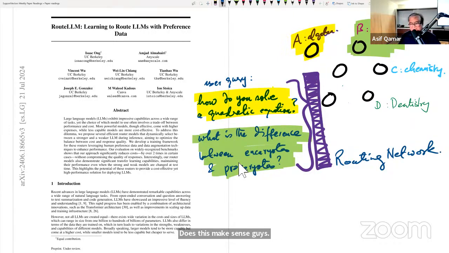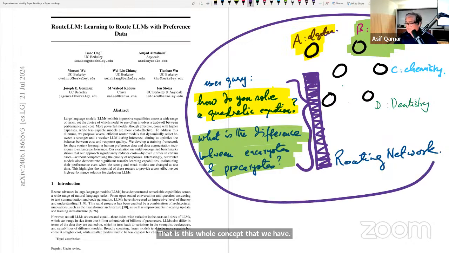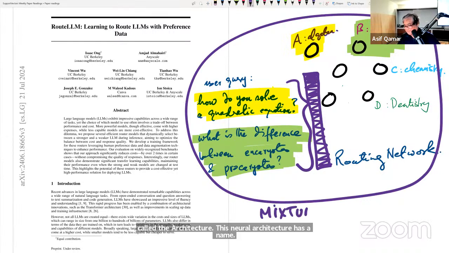Now, the technical implementation is a little bit more sophisticated. You typically give it to at least 2 experts. You hope that there are at least 2 biologists in the crowd, and so on and so forth, and then you ensemble their results. But let's keep it to the simple intuition. So this whole concept is called the mixture of experts. What we just talked about is called the architecture. This neural architecture has a name, mixture of experts.